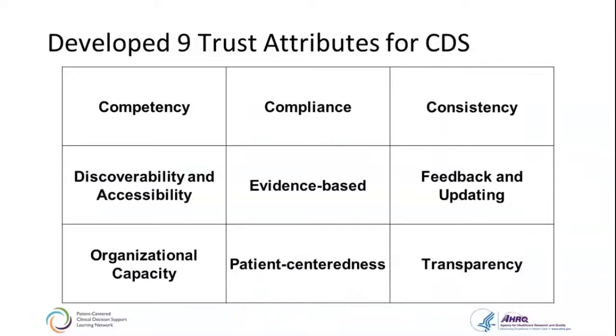Without going through all the sausage making, I'll just go straight to the main course, and that is the 9 trust attributes that we developed. It's out of these 9 trust attributes that we have 33 recommendations, and I'll go through those briefly in the results. The 9 trust attributes we have are competency, compliance, consistency, discoverability and accessibility, the evidence base, feedback and updating, organizational capacity, patient-centeredness, and transparency.